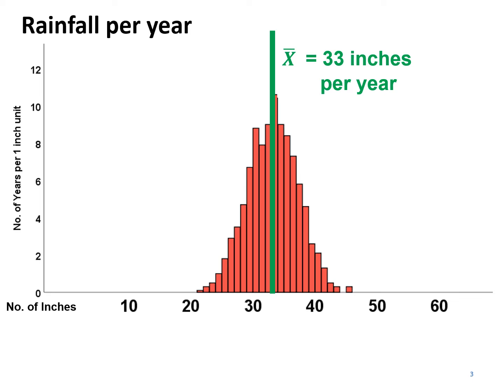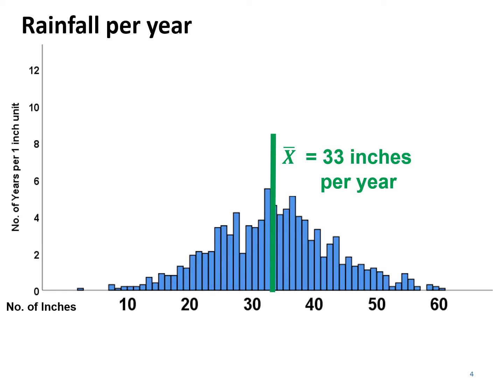This is one of the histograms. It shows rainfall per year over the past 120 years in a certain place. The mean for this distribution is 33 inches per year. This is the other histogram, showing rainfall in a different place. The mean for this distribution is also 33 inches per year. Even though the two distributions have exactly the same mean, they are much different from each other.